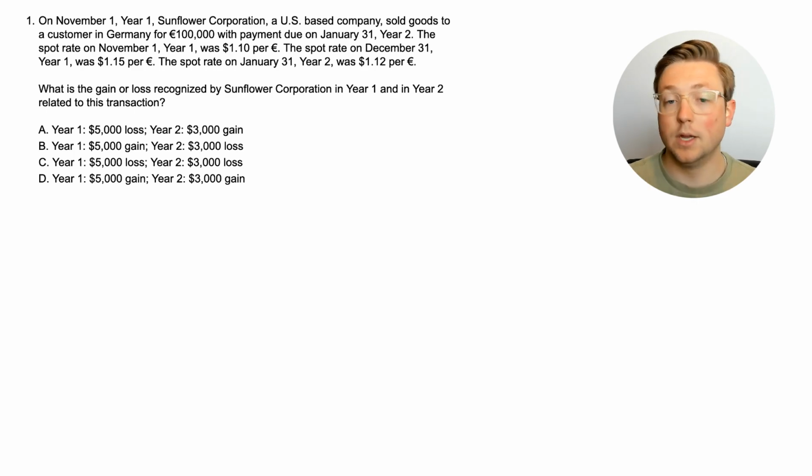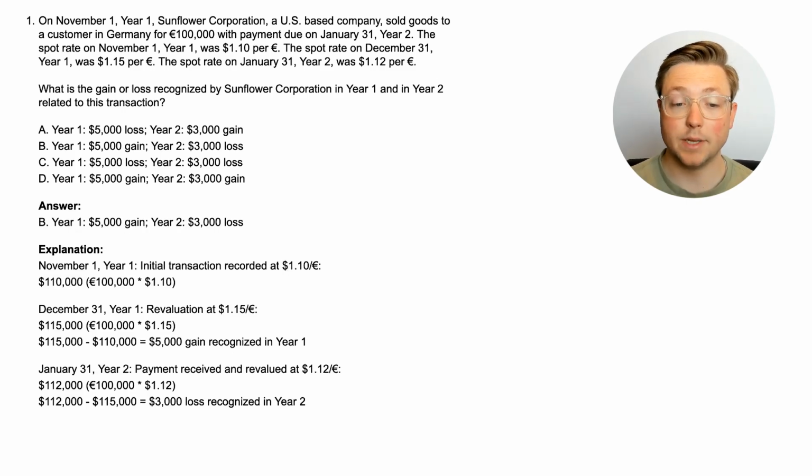transaction? Okay, so if you don't know much about these foreign currency transactions, that's okay. But basically, you have to figure out what is the gain or loss on certain dates using the spot rates. So if you don't know how to do it, that's okay. Let's go ahead and go straight into the answer to learn it. All right, the answer is B. There would be a $5,000 gain in year 1 and a $3,000 loss in year 2. So let's walk through this and why that's the case.